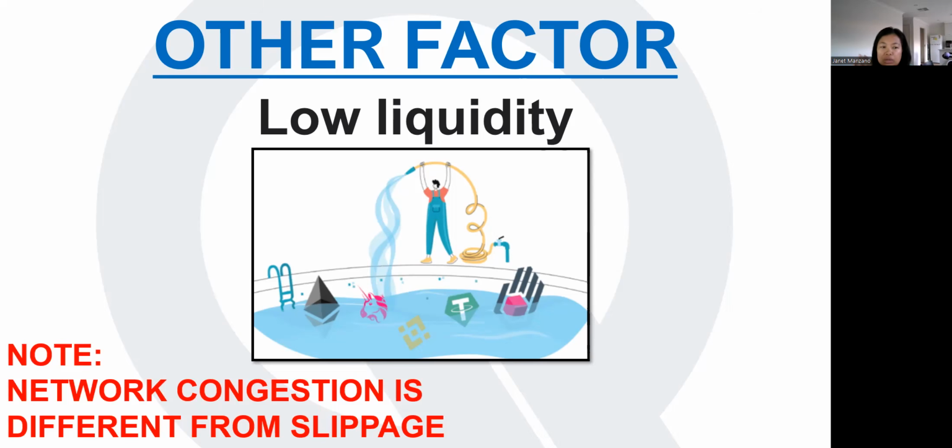And another note, please be aware that network congestion is different from slippage. Network congestion is when there's a lot of Solana transactions. It could be either in Stepn or other games that use Solana. So if there are hundreds of people transacting every second, that's when the network becomes congested.